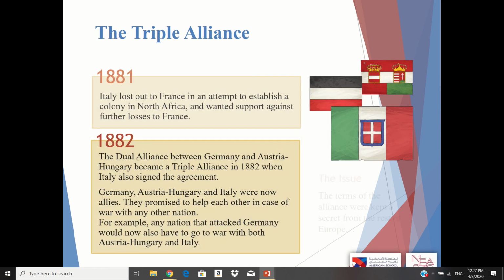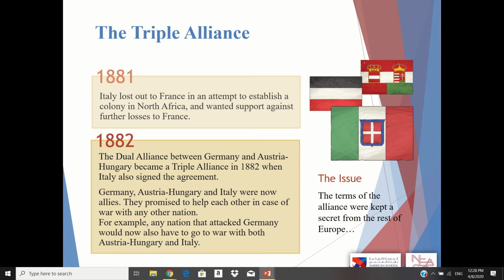The Triple Alliance. In 1881, Italy lost out to France in an attempt to establish a colony in North Africa and wanted support against further losses to France. In 1882, the dual alliance between Germany and Austria-Hungary became a triple alliance when Italy also signed the agreement. Germany, Austria-Hungary, and Italy were now allies. They promised to help each other in case of war with any other nation.